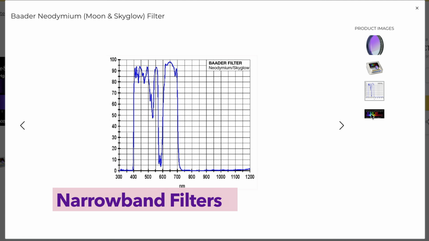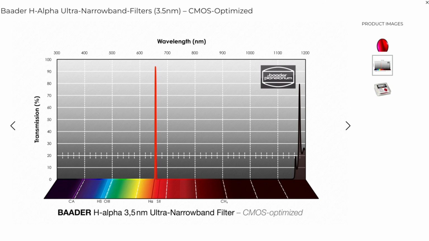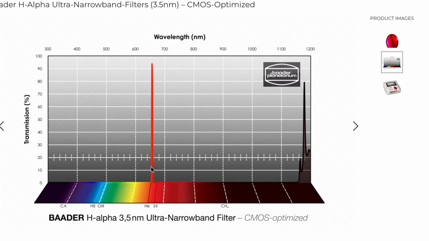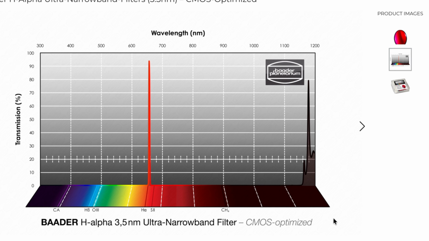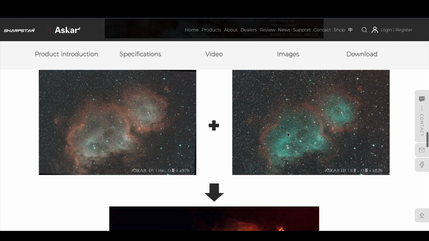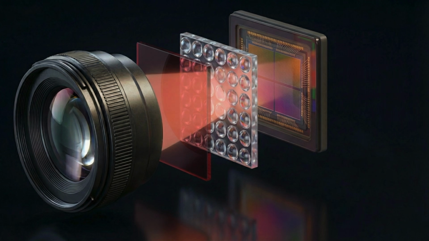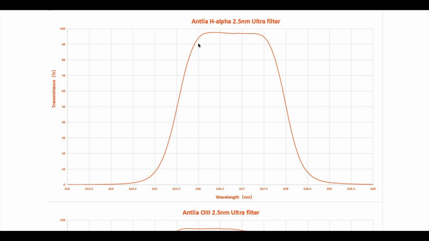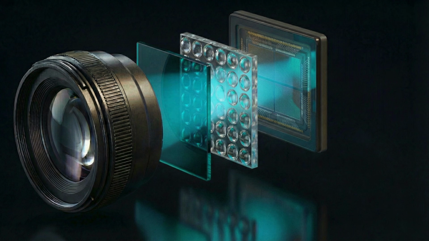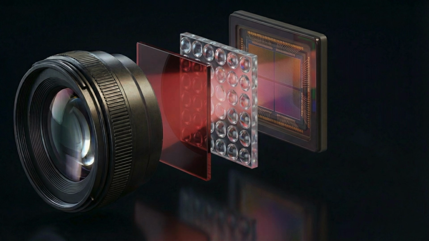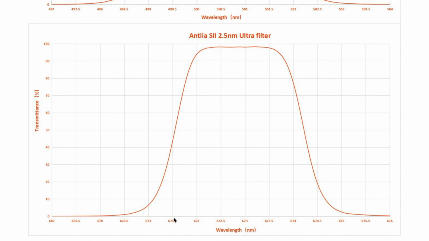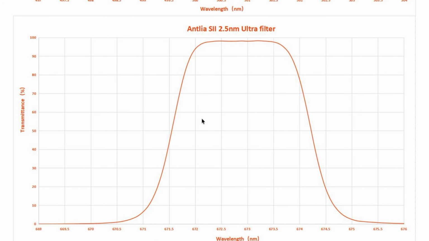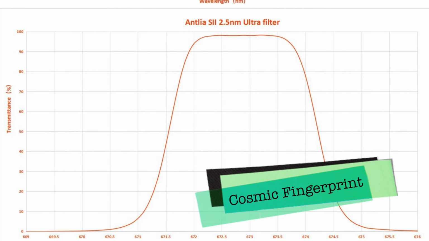Where broadband filters are gentle, narrowband filters are surgical. They don't let in a rainbow, they let in razor-thin slices of the spectrum, the exact slices where nebulae shine. Hydrogen's deep red at 656 nanometers. Oxygen's cool teal at 500. Sulfur's crimson at 672. These aren't arbitrary choices, these are the fingerprints of the cosmos.